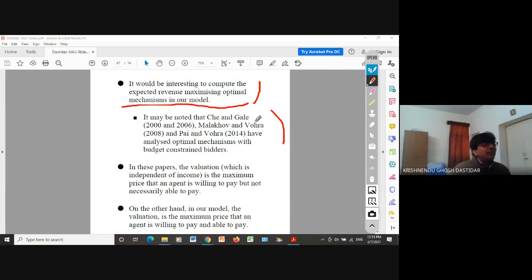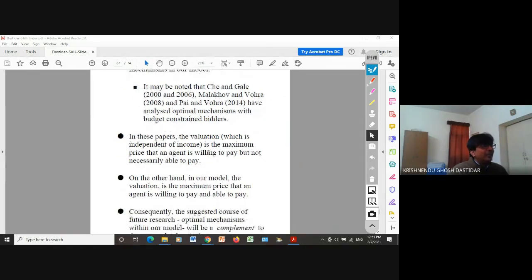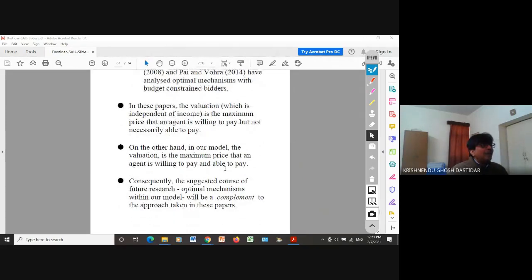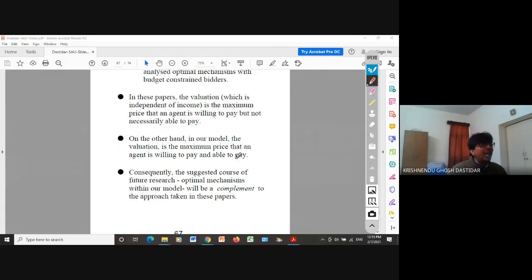I've mentioned a few papers here. They have analyzed optimal mechanisms with budget constrained bidders. In these papers, the valuation, which is independent of income, is the maximum price that an agent is willing to pay but not necessarily able to pay. On the other hand, in our model, valuation is dependent on income, and is the maximum price that an agent is willing and able to pay. Consequently, the suggested course of future research, the optimal mechanism within our model, will be a complement to the approach taken in these papers. So it may be a hard problem, but I think it's worth trying.